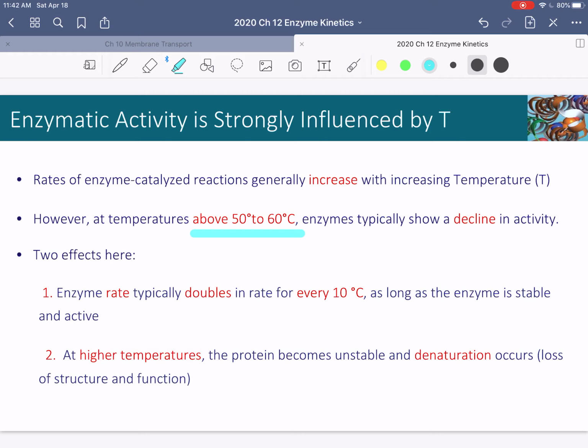You can increase the rate, typically doubling the rate for every 10 degrees, as long as your enzyme is stable and active. But then at higher temperatures, the protein begins to denature. You may destabilize important interactions, like that aspartate in the active site may not be able to orient the histidine. Or you can have an overall unfolding of your protein so that none of the protein can fold to bring those active site residues together, right? So if you lose structure, you lose function. Those are the dual effects of temperature on enzymes.